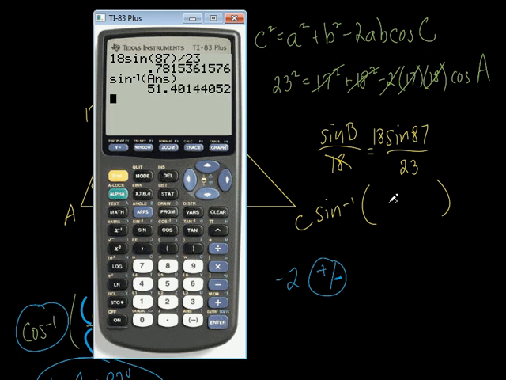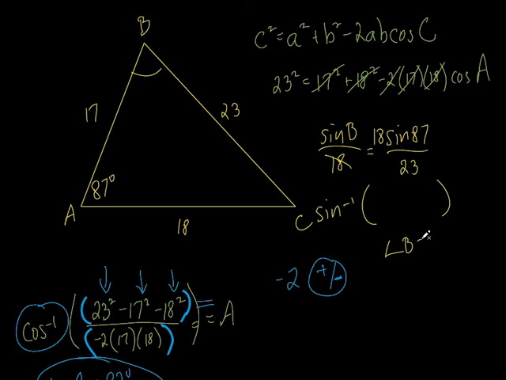Okay, 51.4, right? So we'll just say 51. I think they said 51? Yep. So angle B is 51 degrees. So there you go, you got 51 right here.